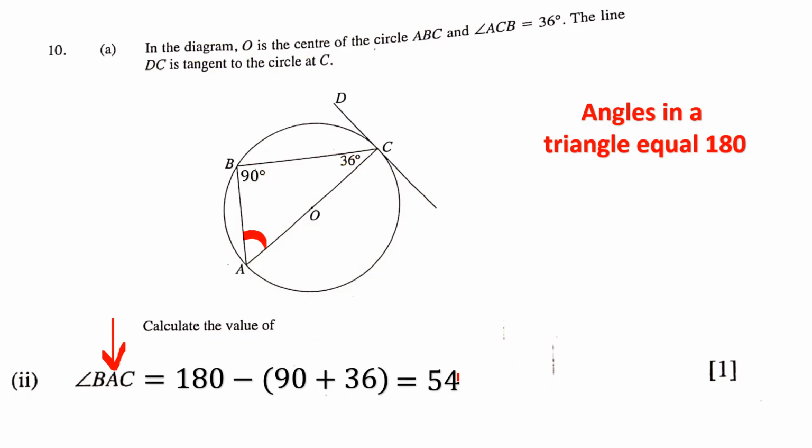So A is definitely 54. Okay, so angle A is 54. And if you add 54 and 90 and 36, they are in a triangle, they add up to 180 degrees. Okay, so let's move on to the next question.